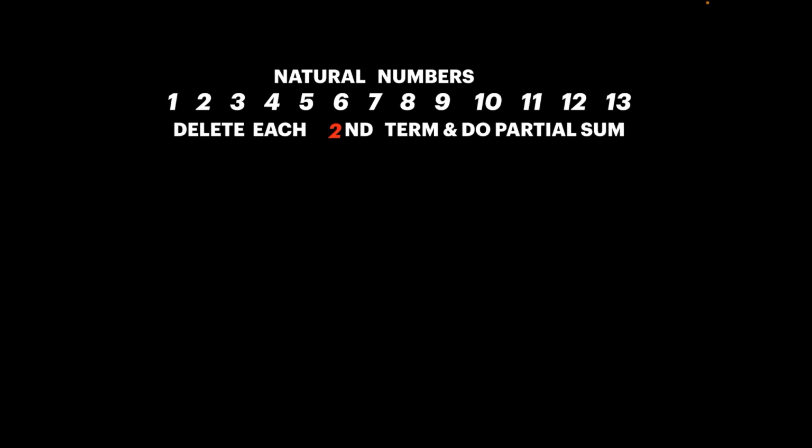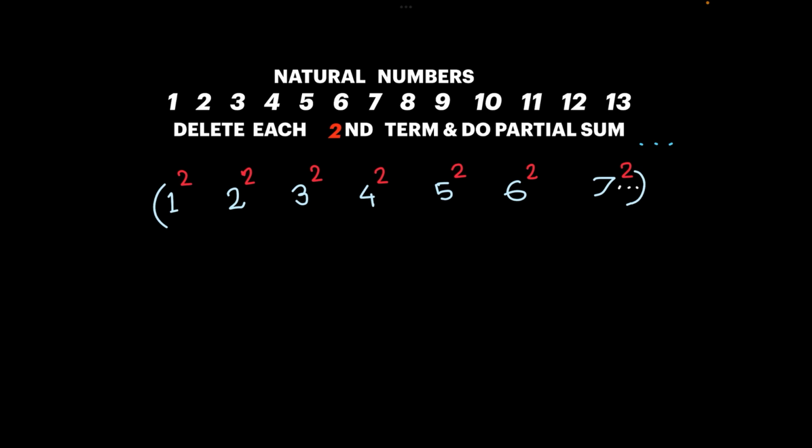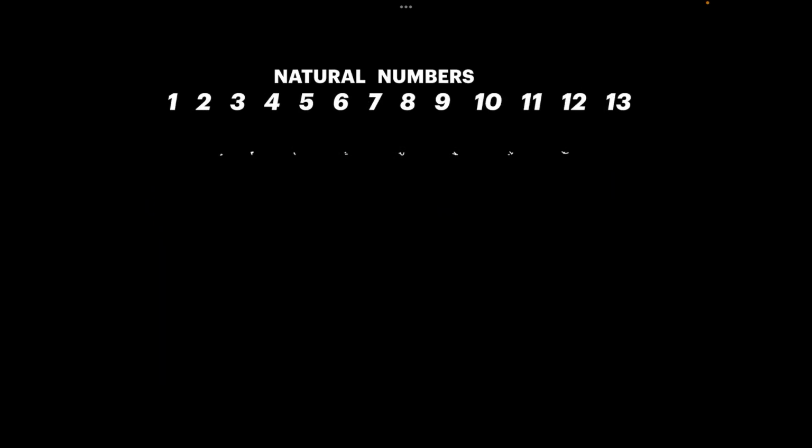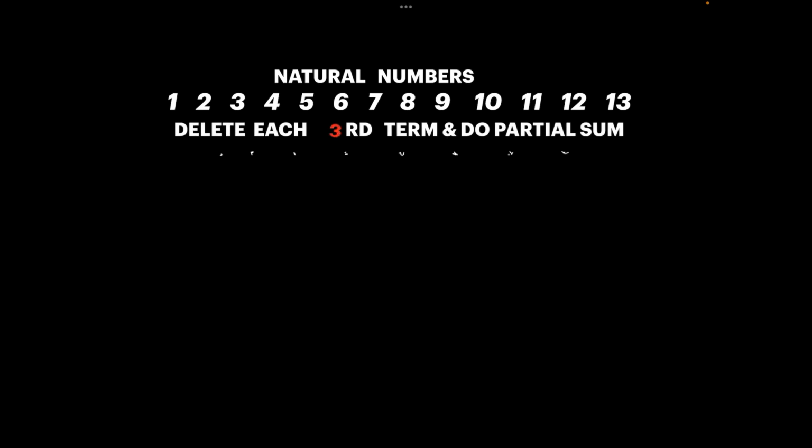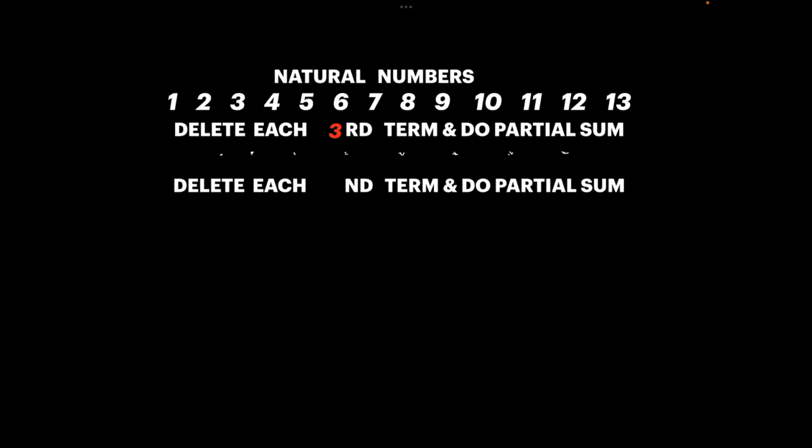We have seen that when we delete each second term, then we get the square sequence, that means the power 2 sequence. And when from natural numbers we started deleting each third term, yes, first the third term, and then after partial sum we deleted each second term, and then partial sum, and then we have got the cubic sequence, the power 3 sequence: 1 cube, 2 cube, 3 cube, 4 cube, 5 cube, etc.